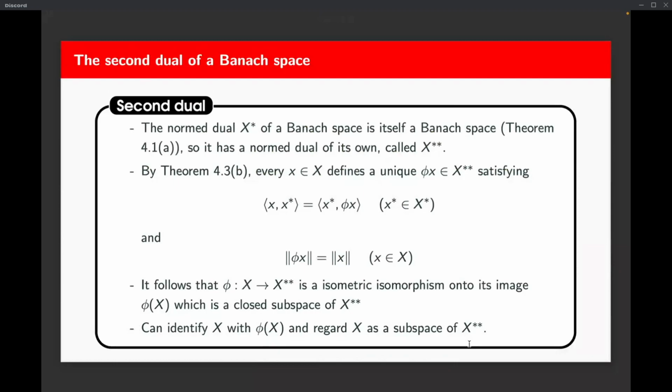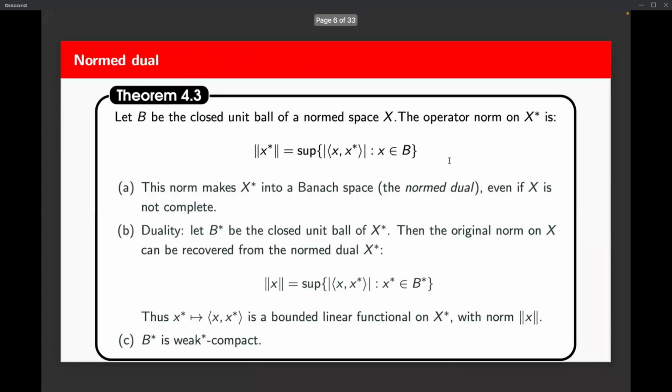Okay, so now let's talk about the second dual. So we have X star and we've normed it. So we now have the normed dual, and that is also a Banach space, as we said in 4.1a. And so therefore we can do this again. It has its own normed dual, and we can call it X double star. So 4.3b, which we'll scroll back very briefly to, had this last statement here, that the map from a dual space element to its evaluation at a point X is a bounded linear functional on X star and has the norm of the original X.